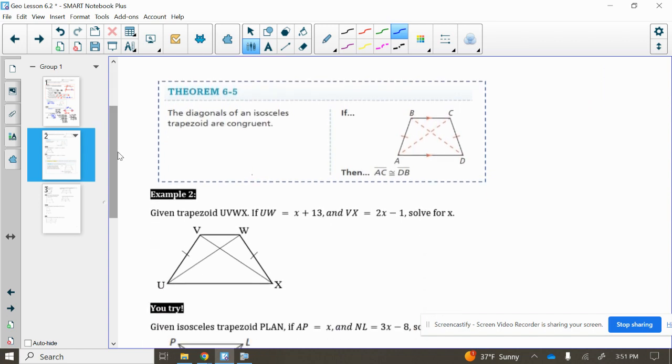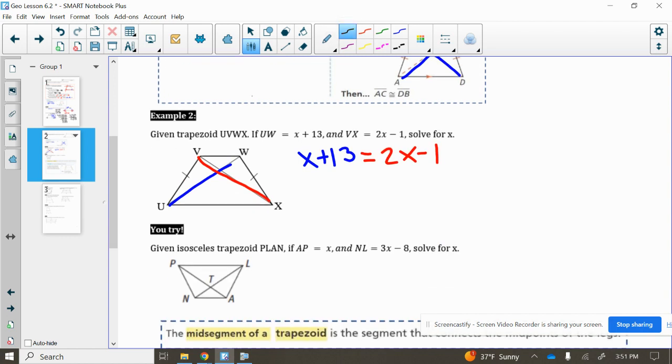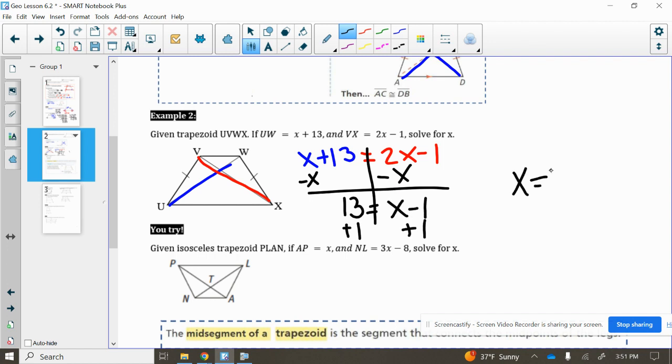Now, another theorem that is special to our isosceles trapezoids is that the diagonals are going to be congruent. So each diagonal A to C is going to be equal to the measure of B to D. So on this one, if they're telling us U to W is x plus 13 and V to X is 2x minus 1, we know that those two measures must in fact equal each other. So I'm going to subtract 1x from both sides and end up with 1x minus 1. Add the 1. X is going to equal 14 this time.